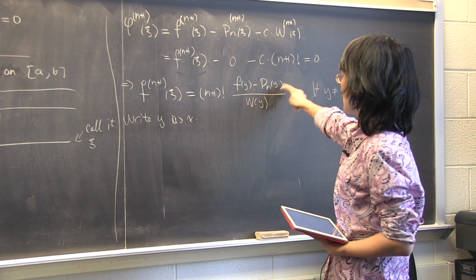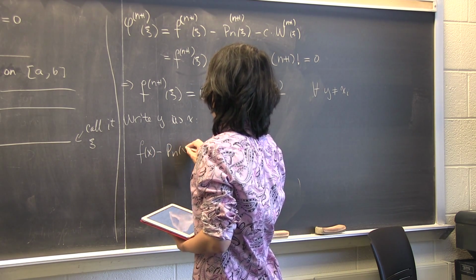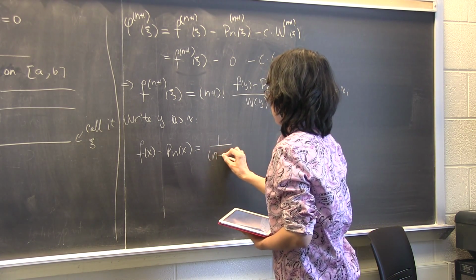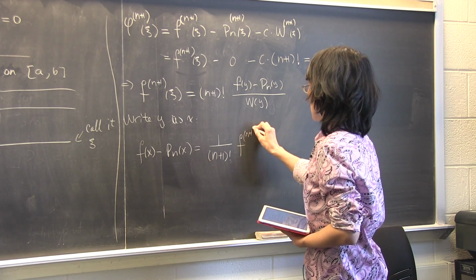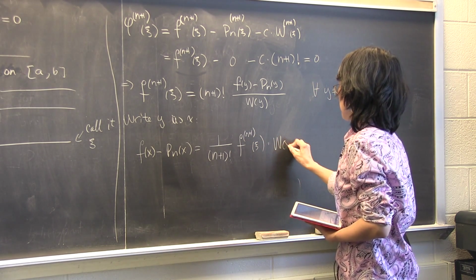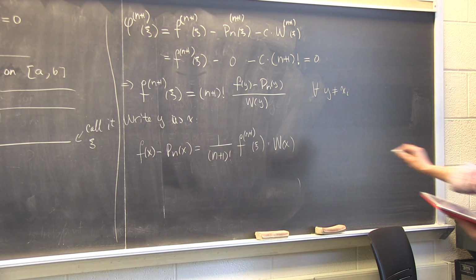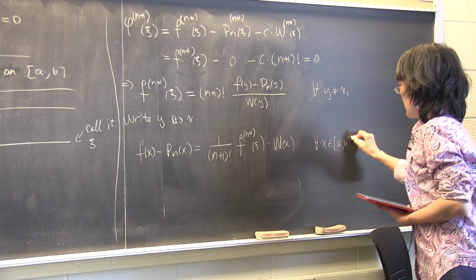So I'm going to keep this on the left. So I have f of x minus pn of x equals, I move everything to the other side, 1 over n plus 1 factorial times f n plus 1 of psi times w of x. And that's what you wanted to prove, because w of x is just that product. And this one holds for all x on the interval from a to b.